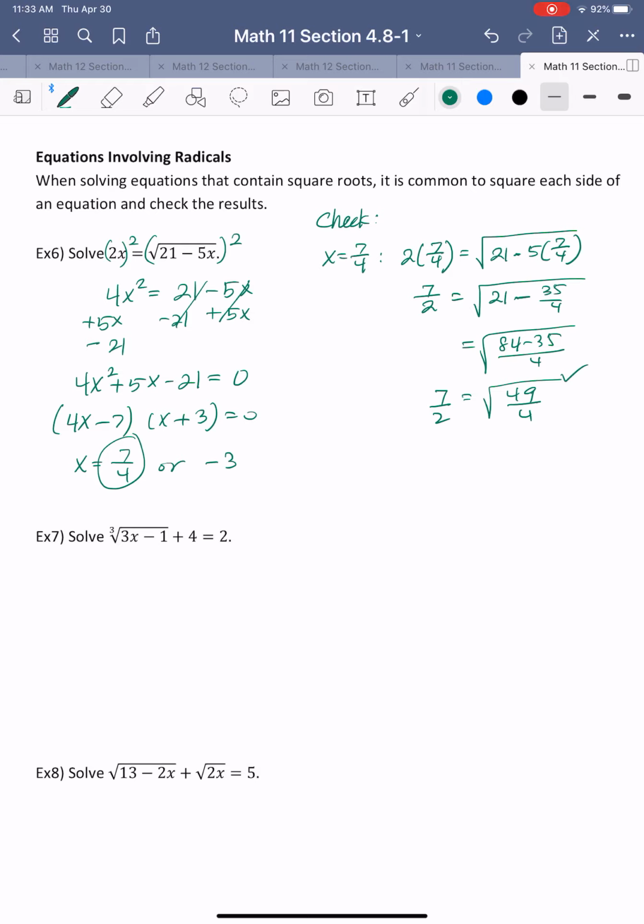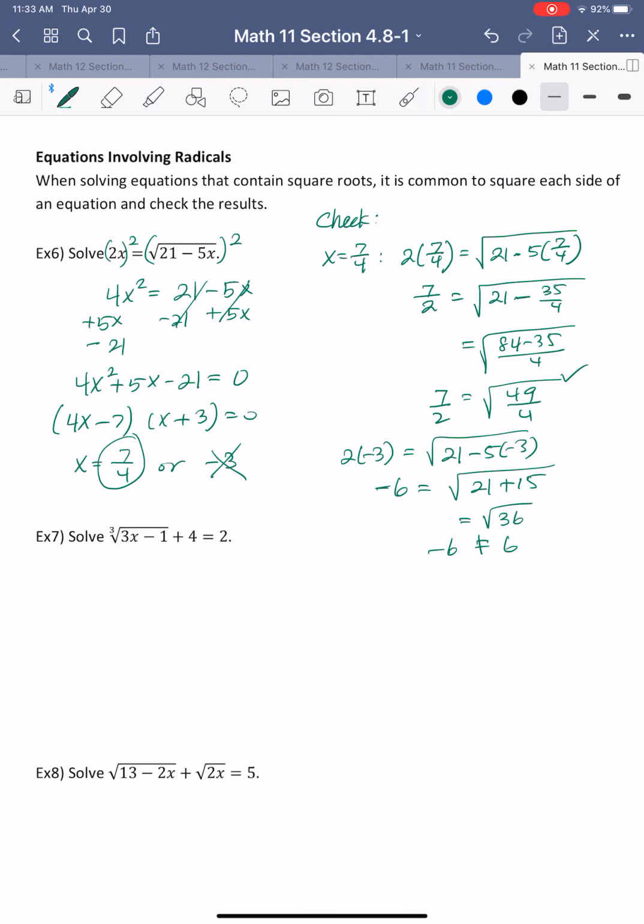And then plug in negative 3. So 2 times negative 3 equals the square root of 21 minus 5 times negative 3. But it's a negative 6, and this becomes 21 plus 15, which is 36, which is going to be 6. So negative 6 does not equal 6, so no. So we can't use negative 3. We only got one solution for this case.